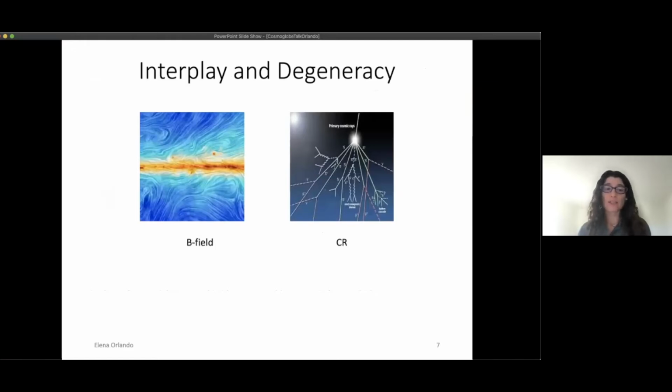So the degeneracy and interplay between cosmic rays and magnetic fields has started to be accounted for only recently. Historically, on one side, the configuration and the intensity of the magnetic fields were not considered fundamental for galactic cosmic ray studies. On the other side, magnetic field studies have often assumed equipartition approximation between cosmic ray electron density and magnetic field density. And they also have assumed not physically based distribution and spectrum of cosmic ray electrons.